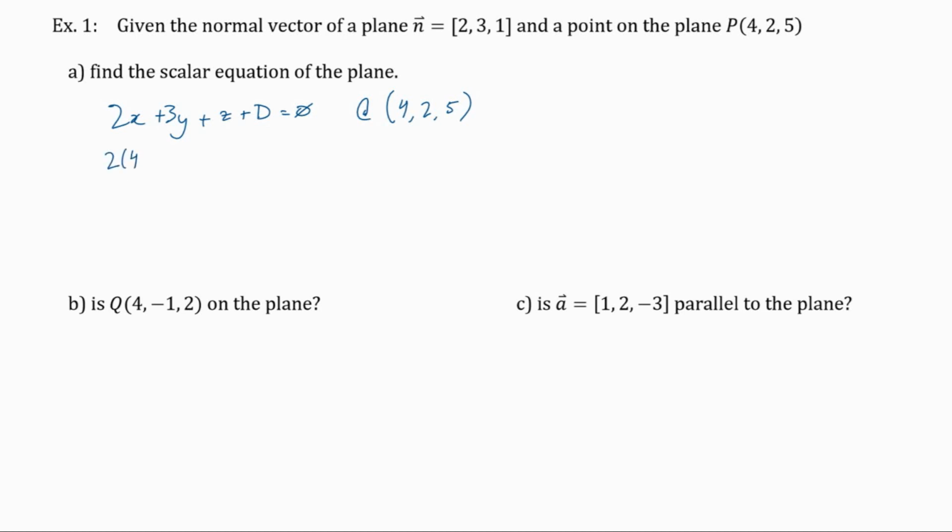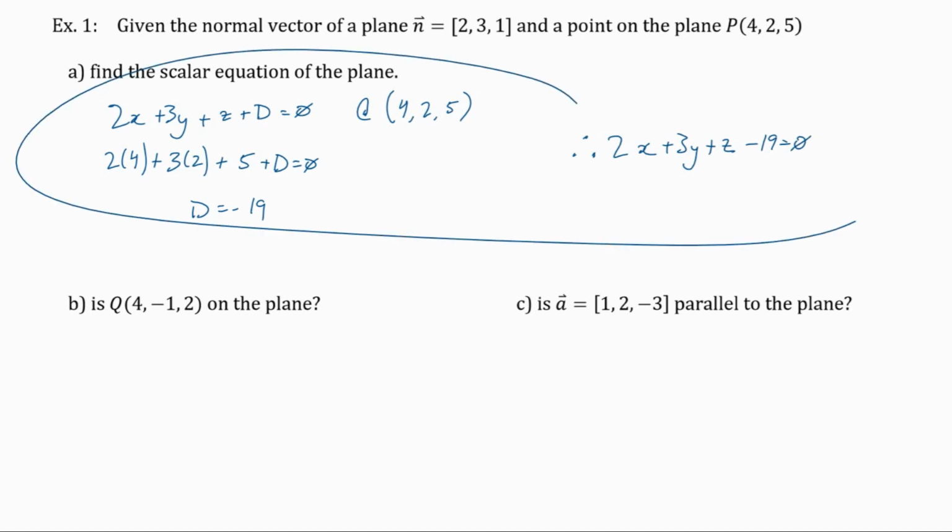2 times 4 plus 3 times 2 plus 5 plus d equals 0. And I believe it turns out d is negative 19. And don't forget to restate the equation. Again, this is a common mistake in grade 9, and it continues to be a common mistake in this course. Minus 19, forgetting to actually state the equation, right? There you go, scalar equation. Is Q in the plane?